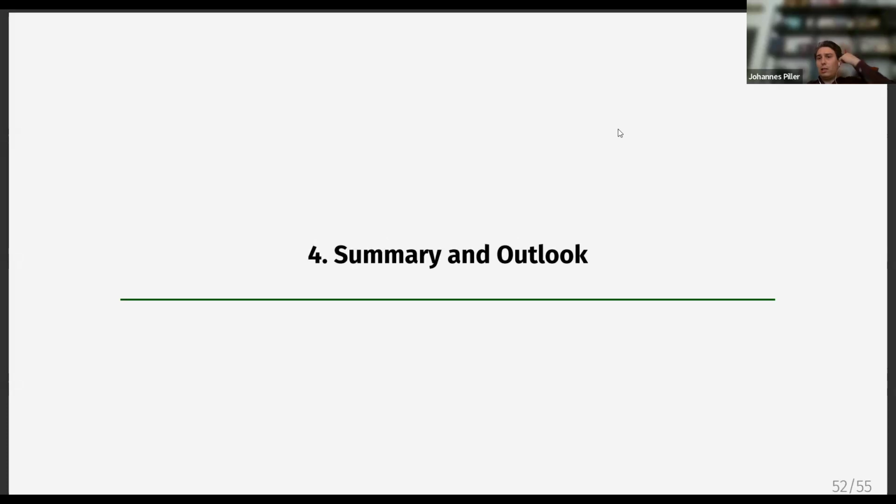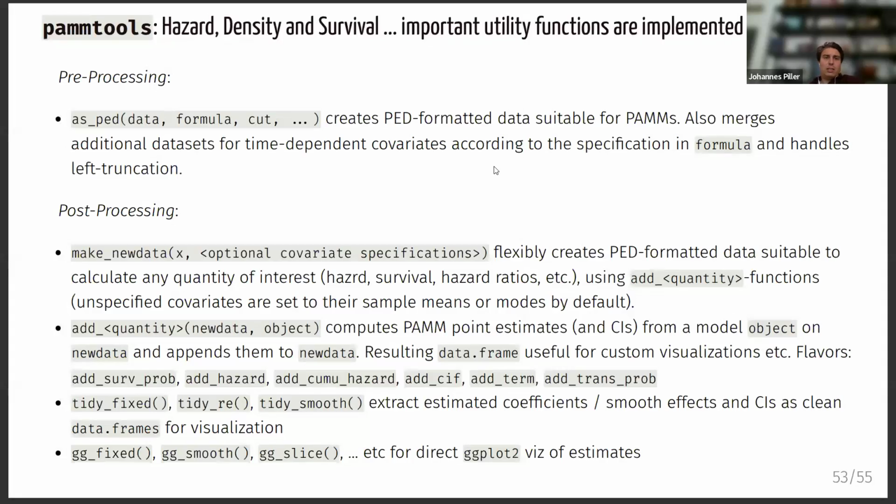Let us maybe quickly summarize what you have seen, because this was quite a lot. So basically, for the pre-processing and post-processing, we showed you some useful functions. For the pre-processing, it's this SPD function, which can handle all different settings from single event to multi-state. For the post-processing, a very important function is this make new data, on which we then can evaluate our estimated object.